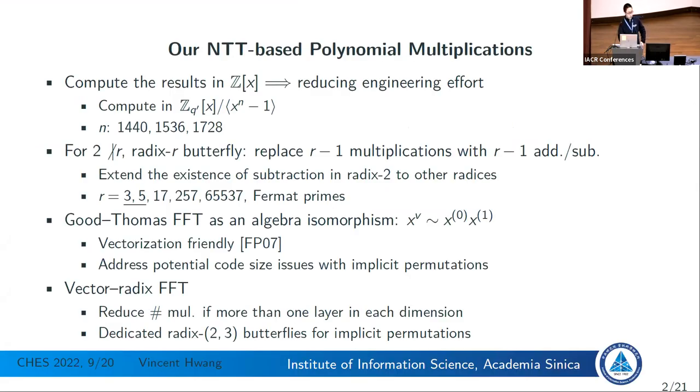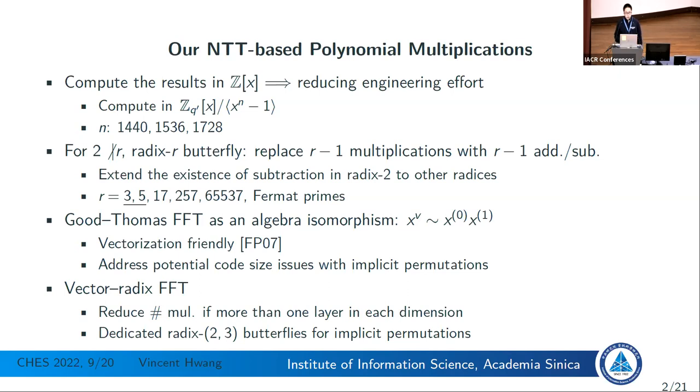Our NTT-based polynomial multiplication for end-to-end problems on Cortex-M4 boils down to computing the product and computing the results in Z[X], and we finally reduce the result in Z[X] to the target polynomial rings. This approach greatly reduces the engineering effort, because when we switch to a different polynomial ring, we only need to replace the reduction stage rather than the entire polynomial multiplication. For computing the results in Z[X], we choose large prime Q and N so that the result in this polynomial ring coincides with the result in Z[X]. We propose three different Ns: 1440, 1536, and 1728.